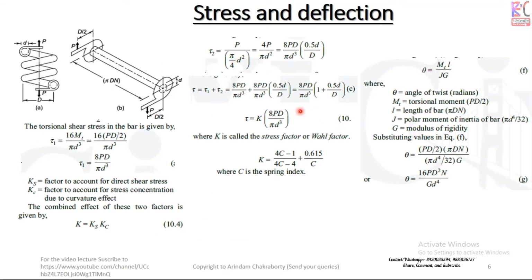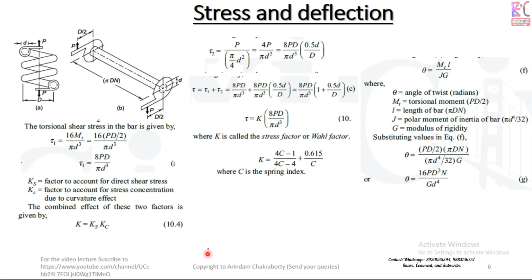What are the deflections, stress and deflection? How do we calculate them? Again, the same concept as in a shaft. Torque, tau, will be considered, that is shear in terms of torque. We have studied in the previous class, we know that tau is equal to this one, torsional shear, which we calculated in strength of materials. So from here we can write 8PD by pi d cubed. As well as there will be one more thing, Ks and Kc. Ks is the direct shear stress factor, and Kc is the stress concentration due to curvature.